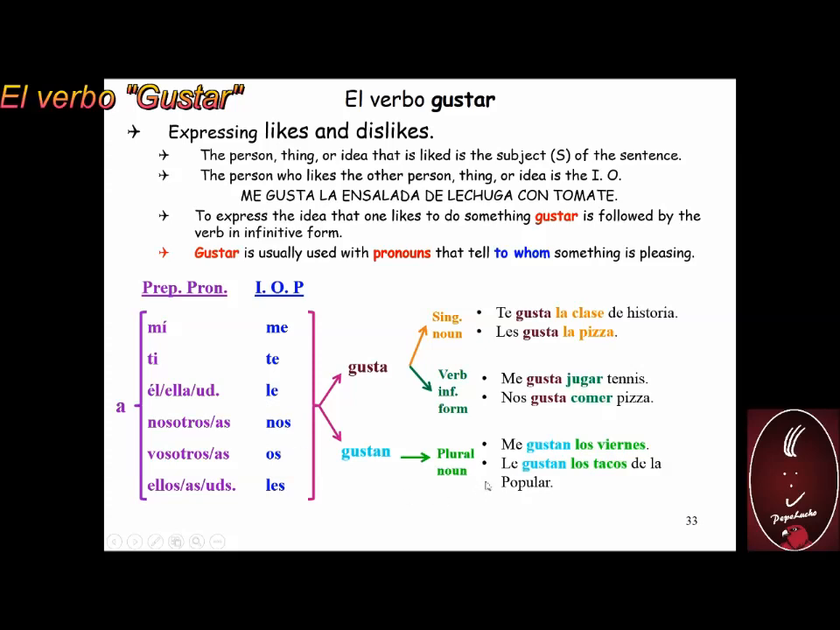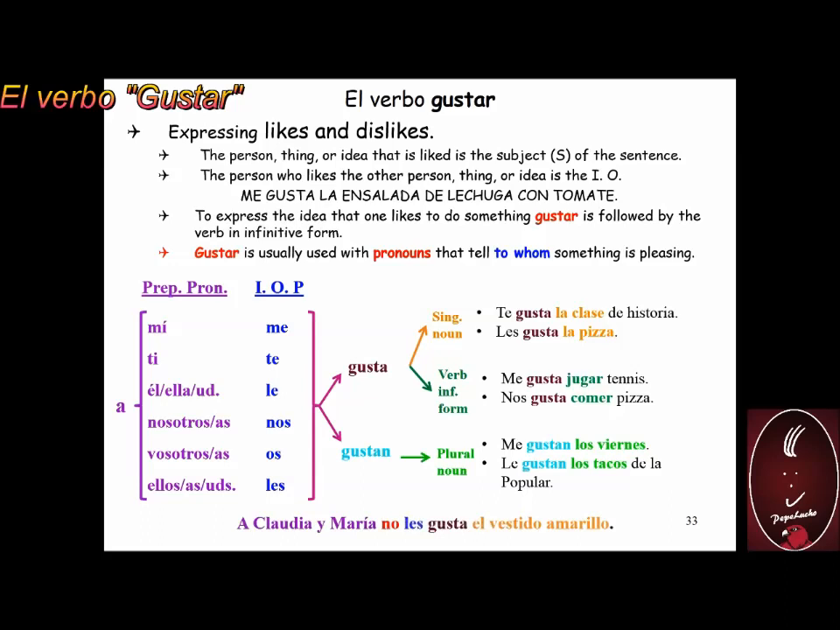For instance, le gustan los tacos de la popular. When we use this, le gustan los tacos de la popular, we really don't know who we are referring to. But if we use one of those prepositional pronouns, we will be more specific. If we say, a él le gustan los tacos de la popular, we are being more specific.